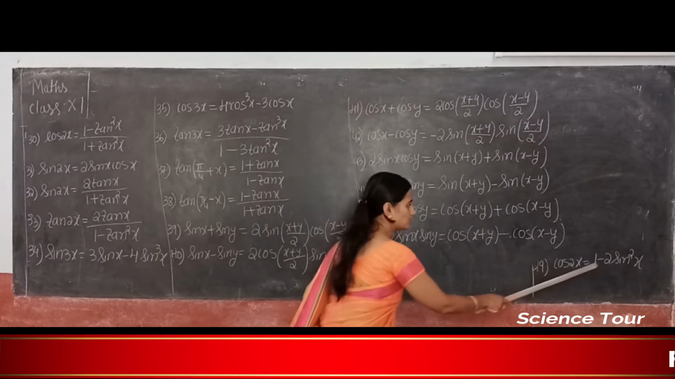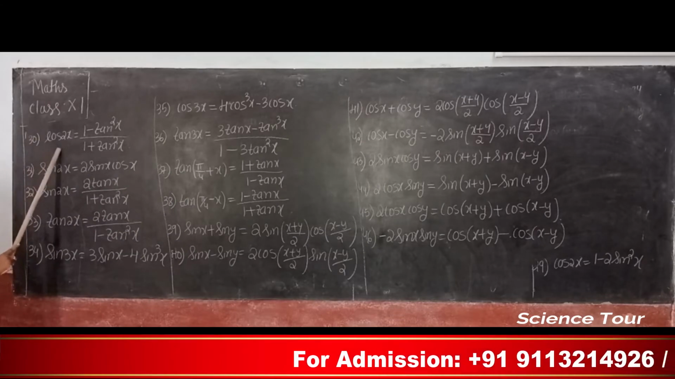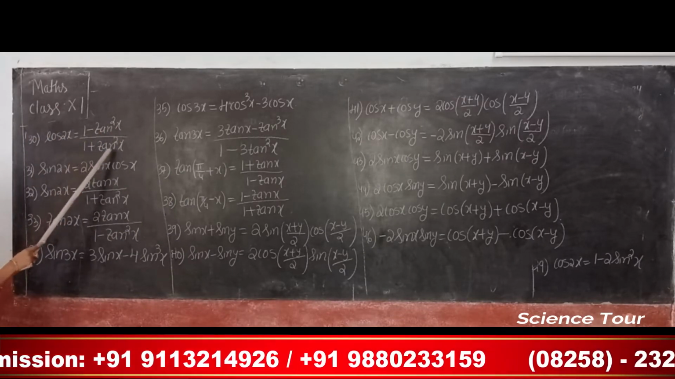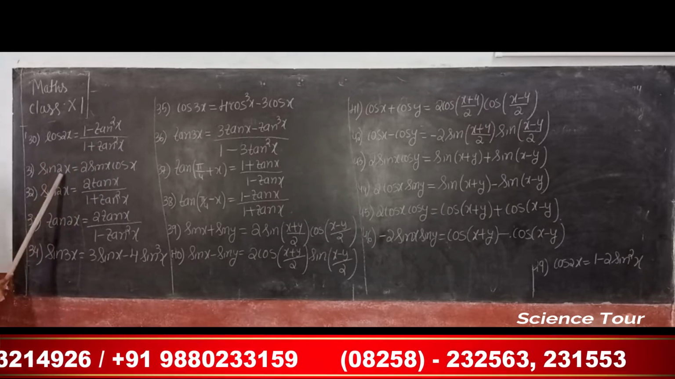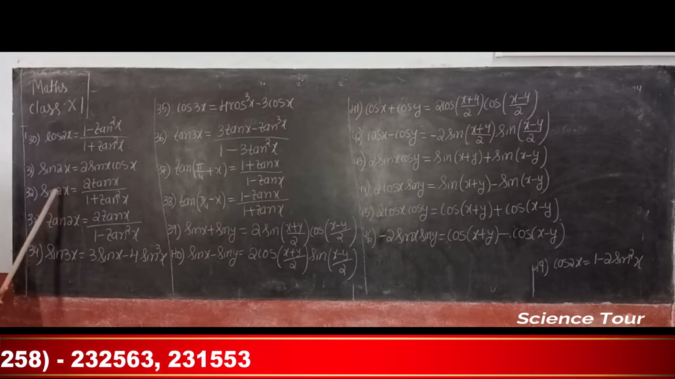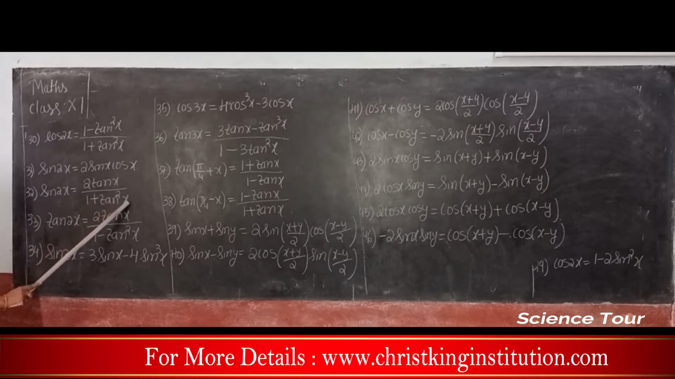So cos 2x is 1 minus 2 sin square x. Next formula is cos 2x is 1 minus tan square x divided by 1 plus tan square x. Next sin 2x, it is 2 sin x into cos x. Sin 2x is 2 tan x divided by 1 plus tan square x. Tan 2x formula is 2 tan x divided by 1 minus tan square x.